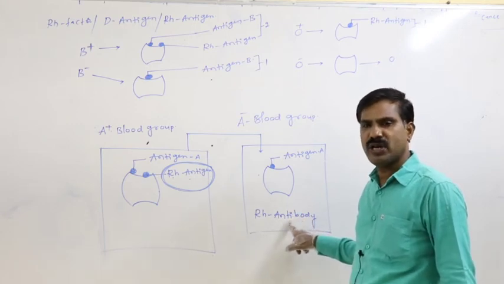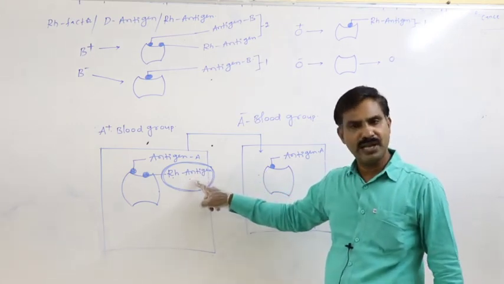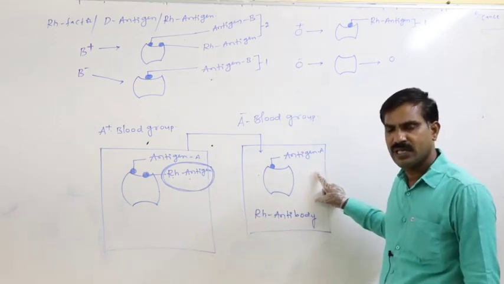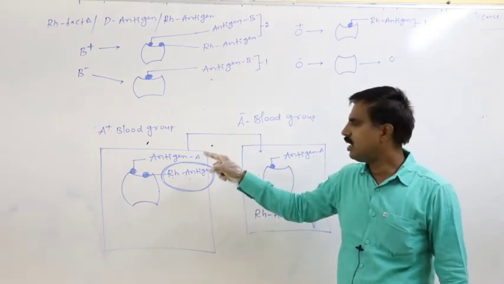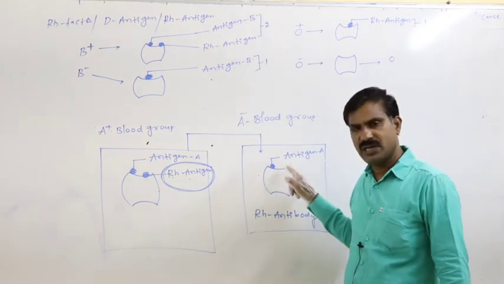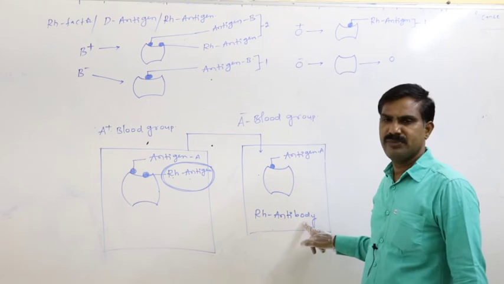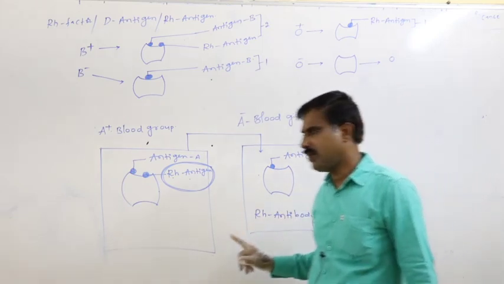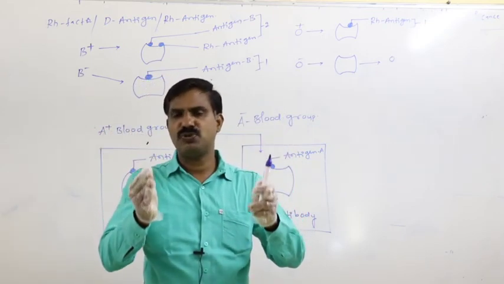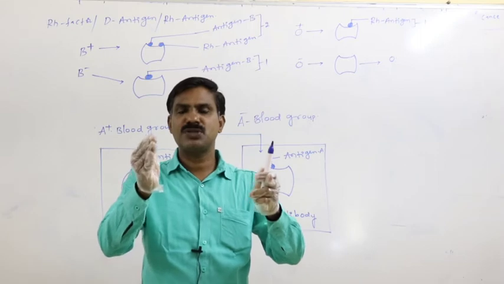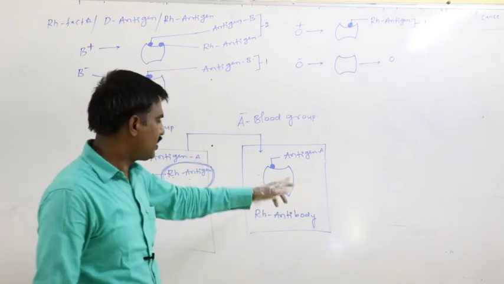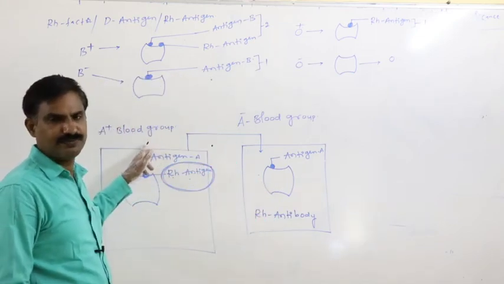Whenever the negative person's body is exposed to Rh antigen, Rh antibodies are always produced against the Rh antigen. You should remember, always Rh antibodies are produced in the negative person's body whenever it is exposed to Rh antigen. Never are Rh antibodies produced in the positive person's body.